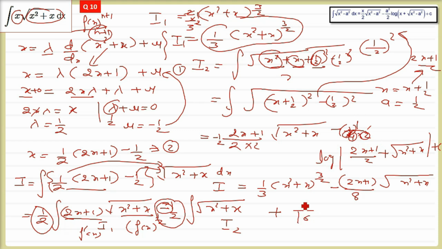So we have a 16 in the denominator, 1 by 16. Log remains the same. You can write x plus half, or you can write 2x plus 1 by 2. Please remember, if you write 2x plus 1 by 2, you have to take this log 1 by 2 as a constant and add it with c. So I'm not doing that. I am writing log x plus half, plus under root x square plus x plus c.